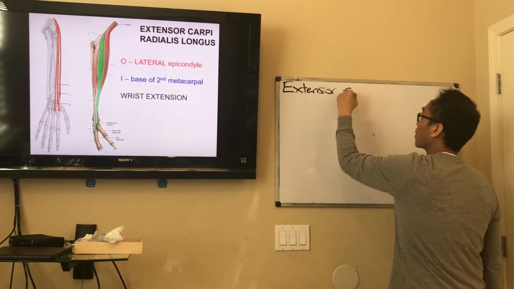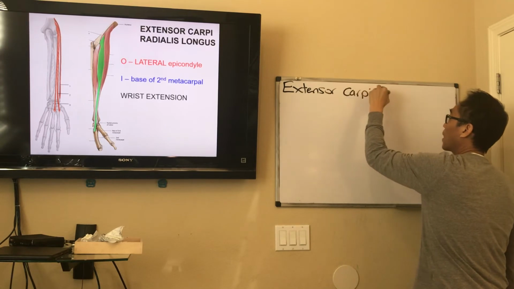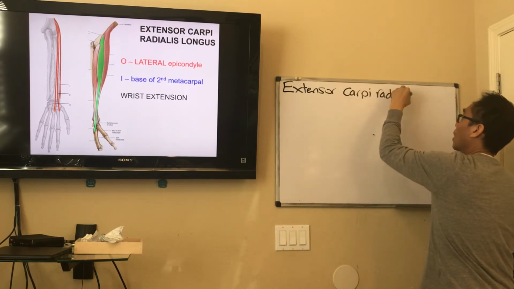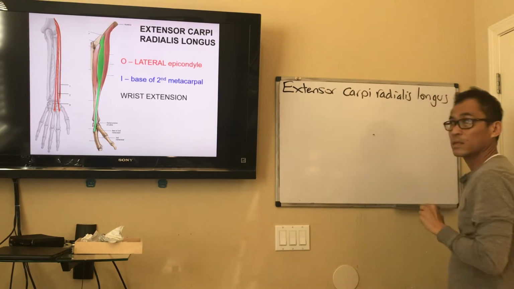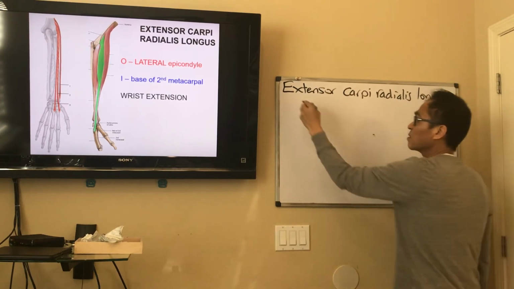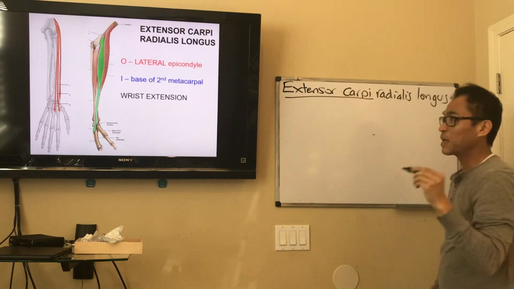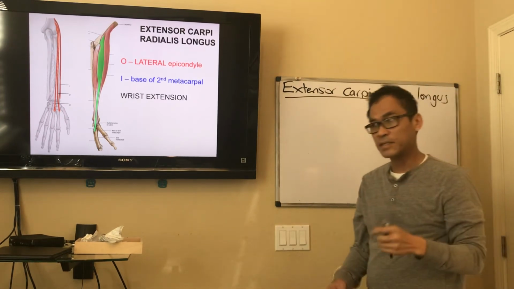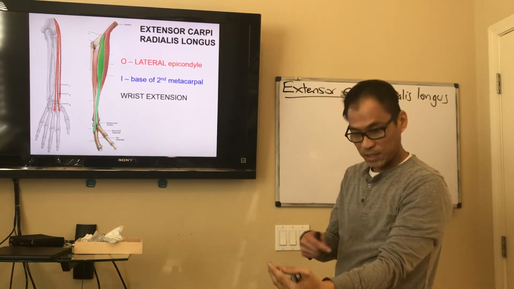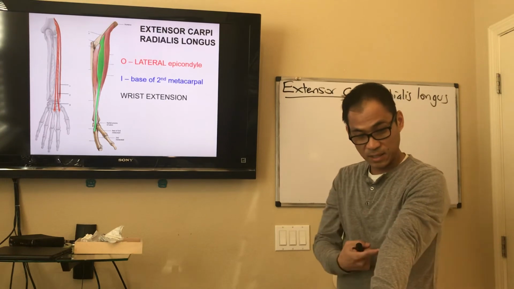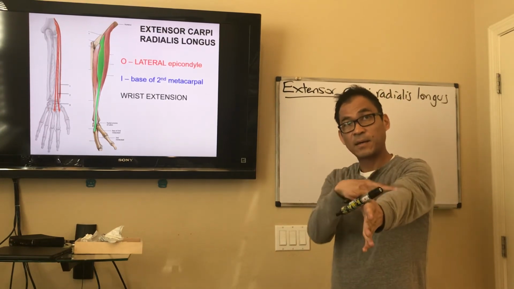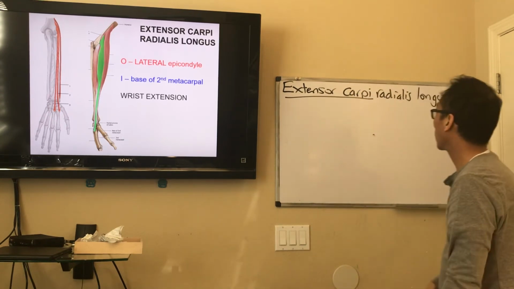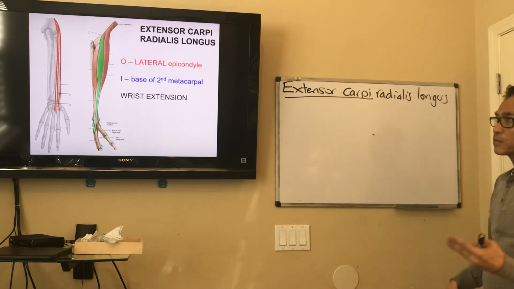Extensor Carpi Radialis Longus. The muscle is named for what it does. Extend wrist. Radialis tells you what side you can find it on. Is it this side or is it that side? It's on the radial side. Okay. Longus because there's a brevis.